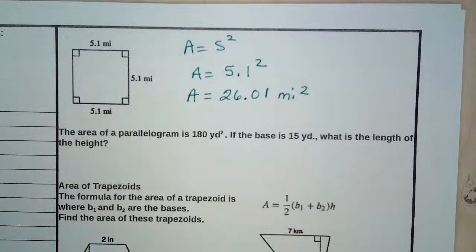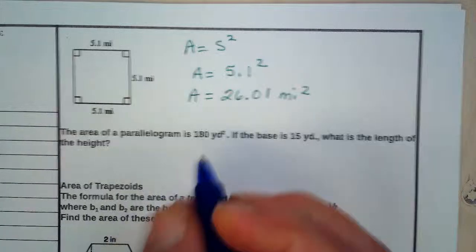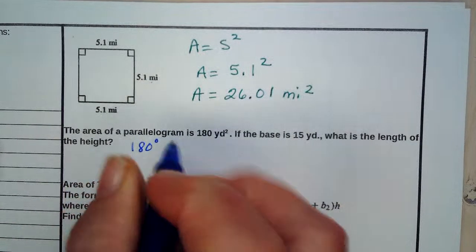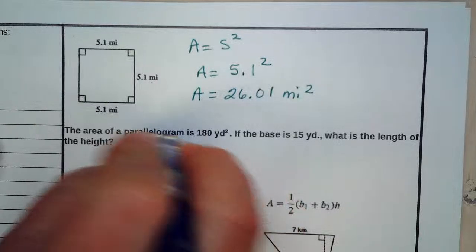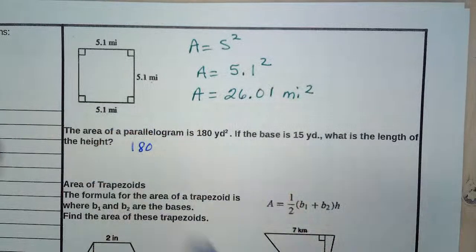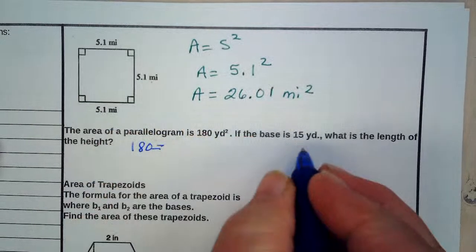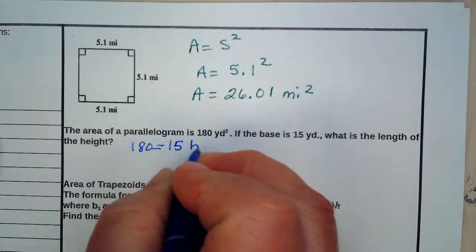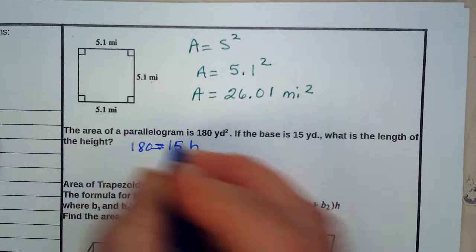The area of a parallelogram is 180 yards squared. If the base is 15 yards, what is the length of the height? Setting up our equation. Area, 180 yards squared, is equal to my base, which is 15, times my height, which is h.